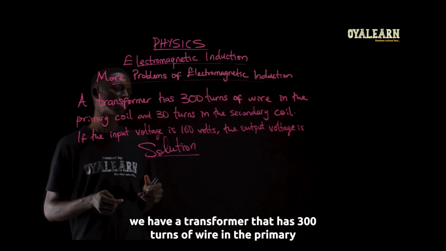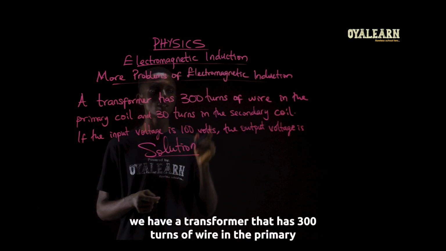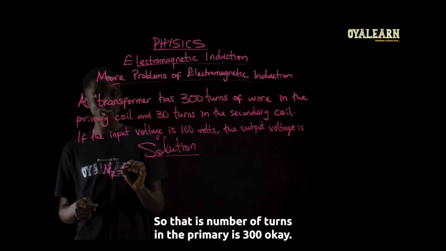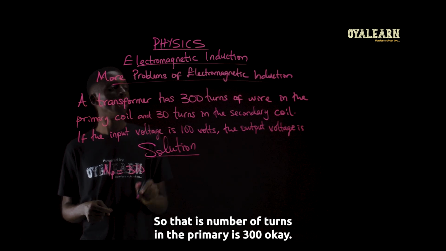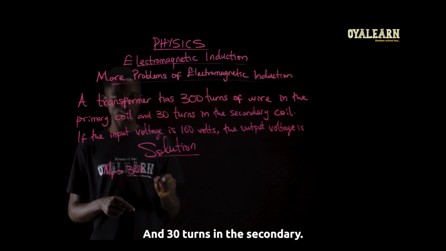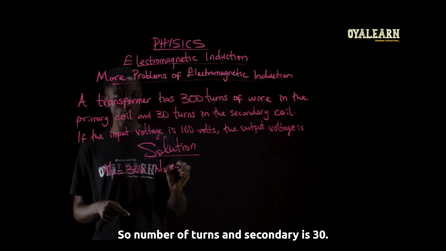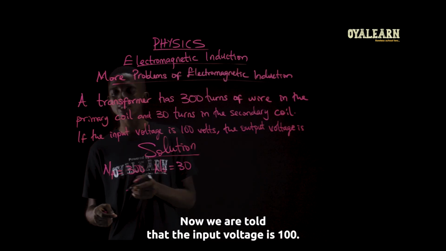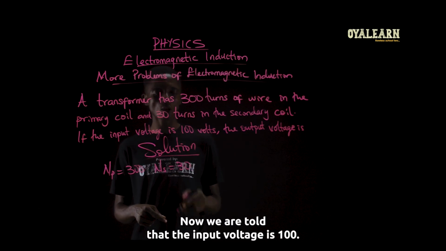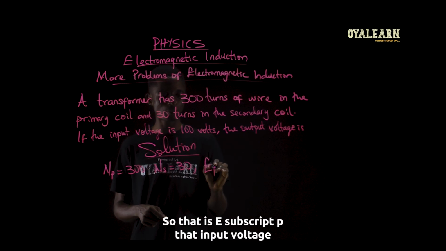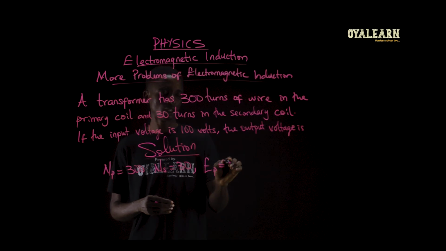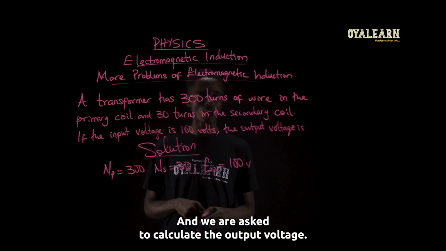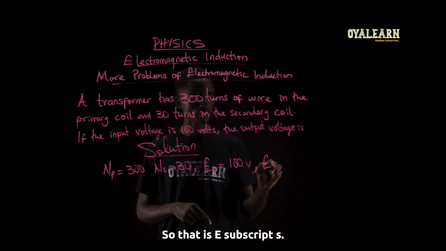Now we see that in this case we have a transformer that has 300 turns of wire in the primary, so that the number of turns in the primary is 300. Okay, and 30 turns in the secondary, so the number of turns in the secondary is 30. Good. Now we are told that the input voltage is 100, so that is E subscript P. That's the input voltage, 100 volts. And we are asked to calculate the output voltage, so that is E subscript S.